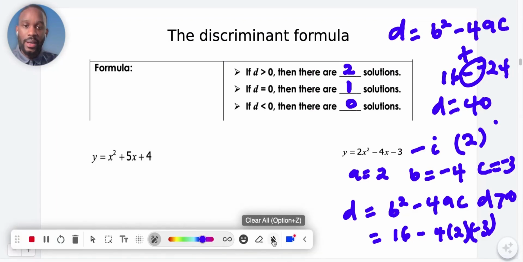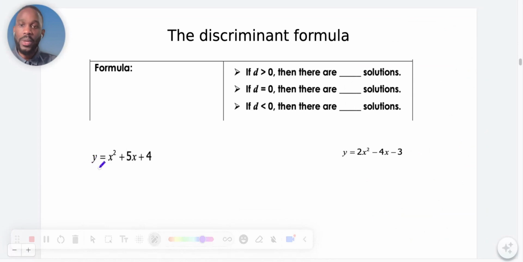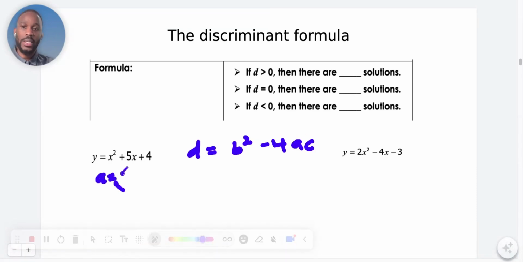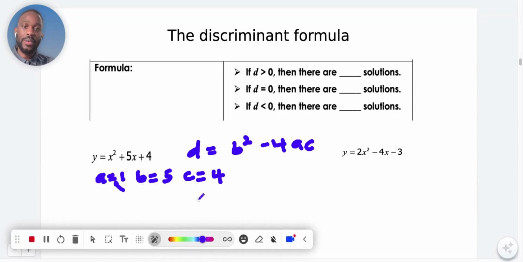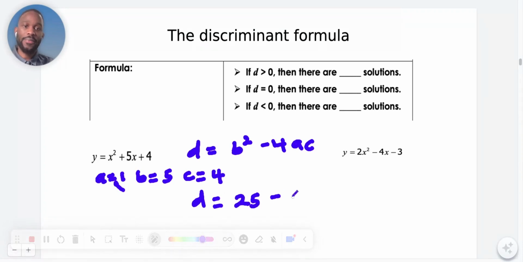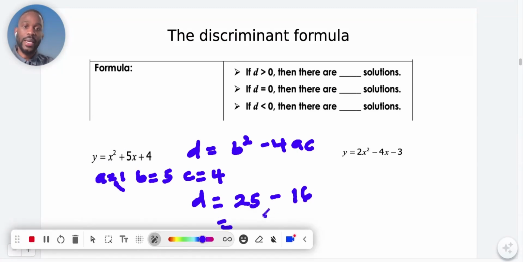Let's look at another example. What if we have this? So here we know to get the discriminant, D has to be equal to b squared minus 4ac. From this equation, a is 1, b is 5, and c is 4. Now, that means my discriminant D will be equal to b squared, which is 25, minus 4 times 4, which is 16. So that gives me 9.